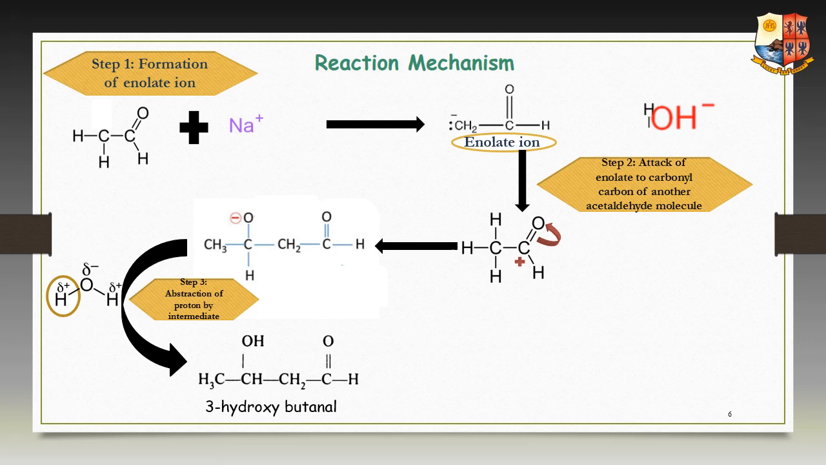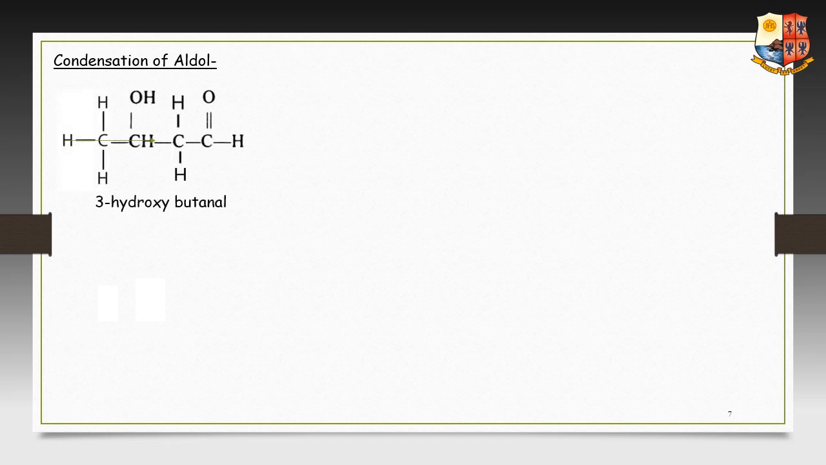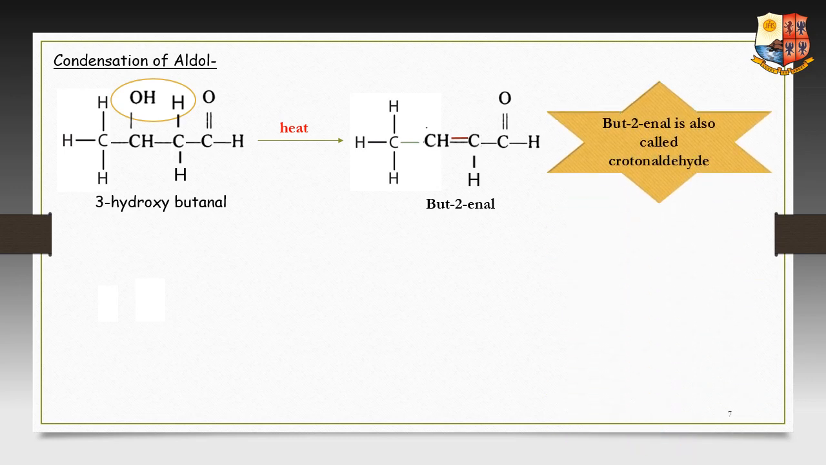Now, since this 3-hydroxybutanal contains an aldehyde group as well as an alcohol group, it is called an aldol. The condensation of this aldol is itself called aldol condensation. The condensation of this aldol takes place by heating it. The hydroxyl group and an alpha hydrogen escape out as water, forming but-2-enal. But-2-enal is also known as crotonaldehyde.